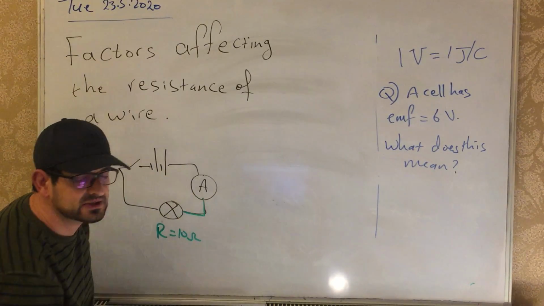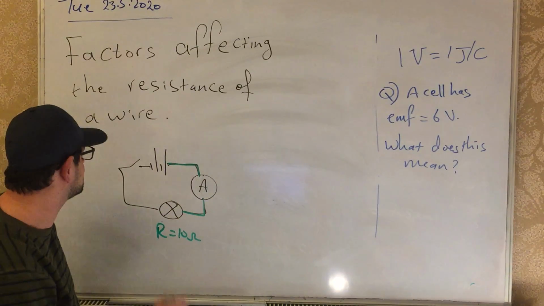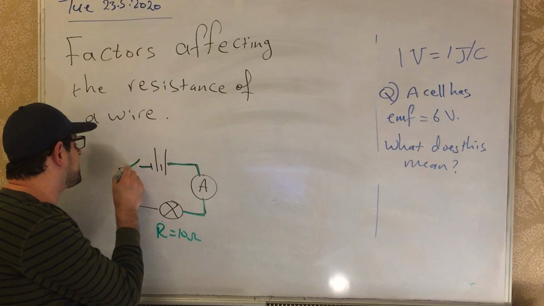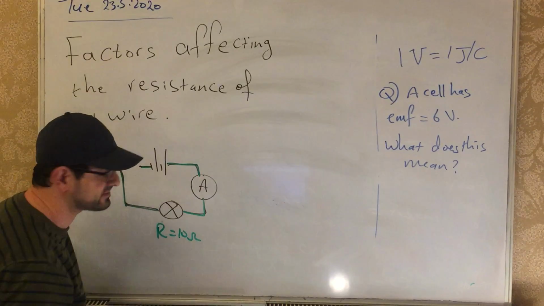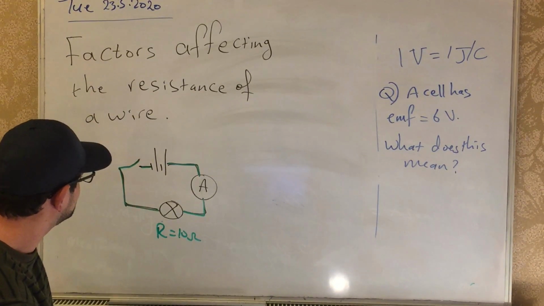فهذا الواير we consider that it has no resistance. This wire we consider that it has no resistance. This wire. انت سامعني؟ نعم يا حبيبي. سامعني؟ سامع. خلص تمام. Okay.